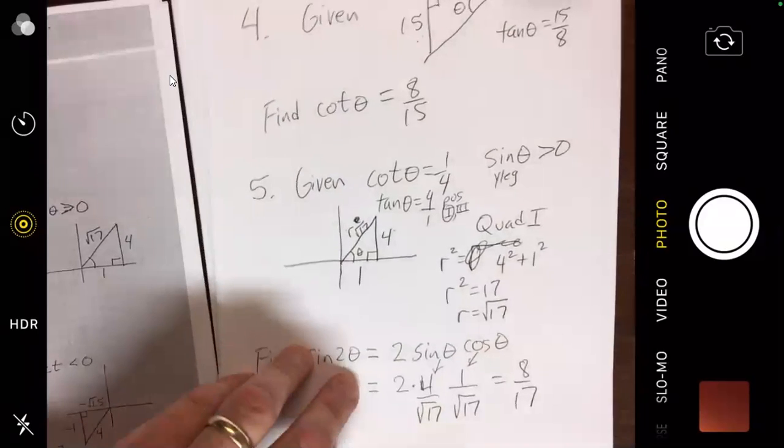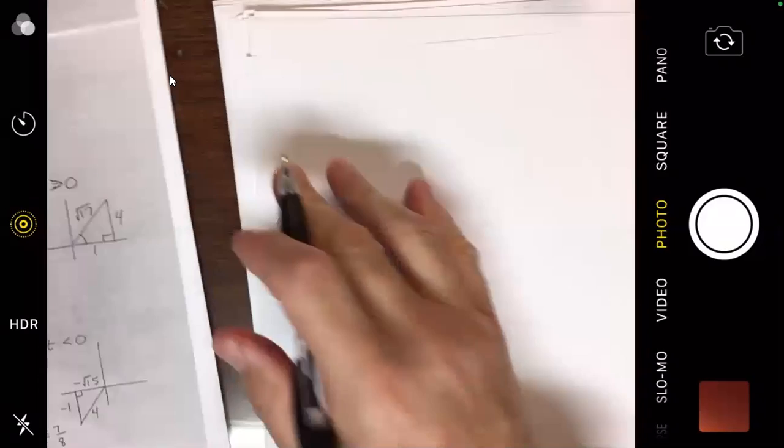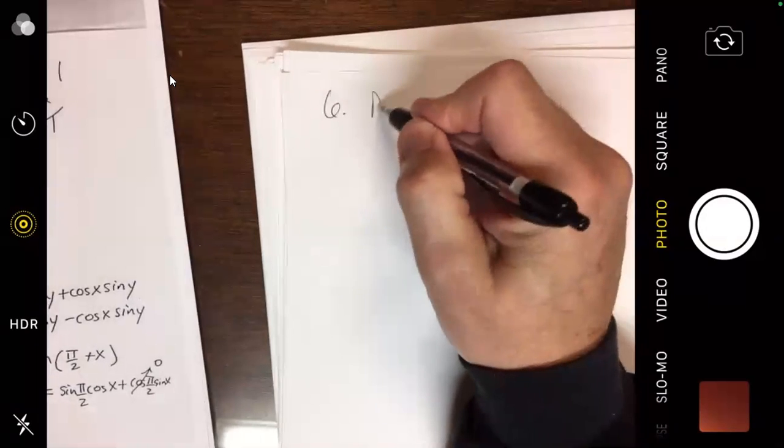Okay, just keep working right along. We've already done 6. That was the first problem our participant asked for. So it's the very beginning of the video. 6, beginning of video.